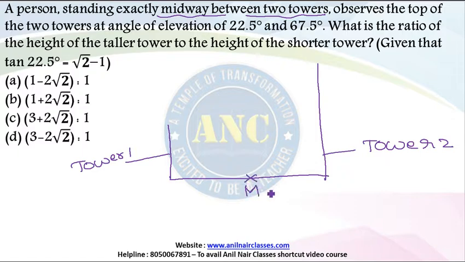This is the midpoint of this point B and D. Let me call tower 1 as AB. Let me call tower 2 as CD. Between B and D, exactly in the middle, there is a person standing. I will name that point as point M.